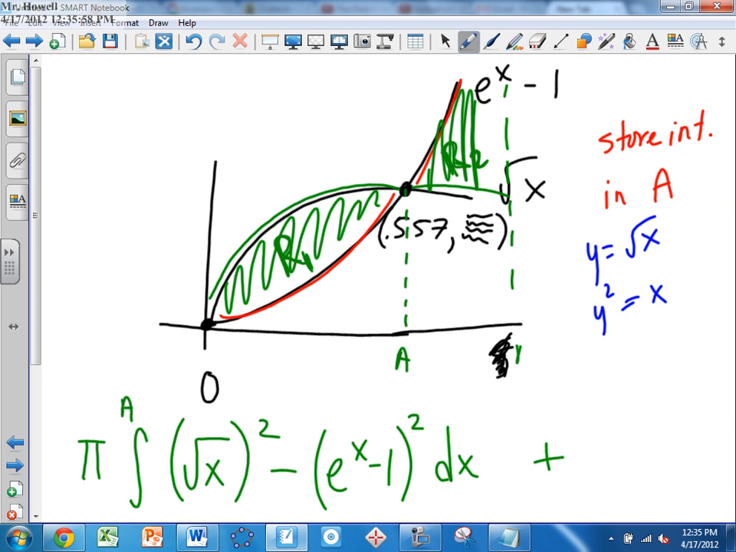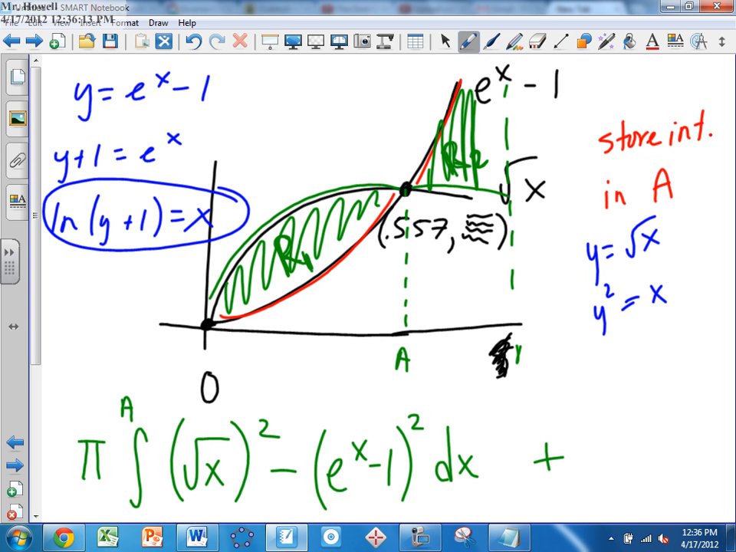So if we had y equal e to the x minus 1, I add the 1. I take the natural log of both sides. And that's what I get. So this would be the function in terms of y. So if I was integrating with respect to y, my e to the x minus 1, I have to turn that into y. That would be inside of my integral somewhere. And this would be inside of my integral. And then I have to say which is outer, which is inner, all that stuff again.